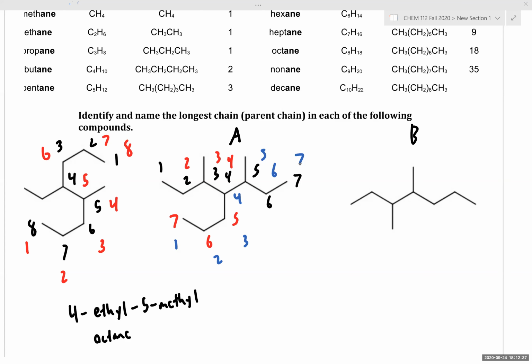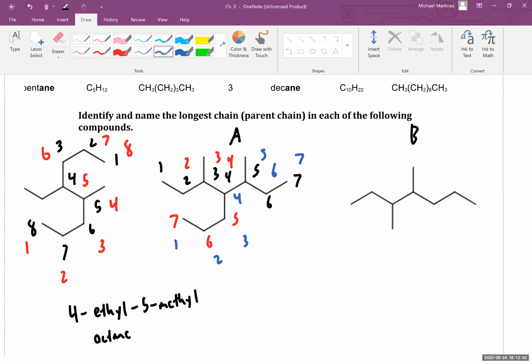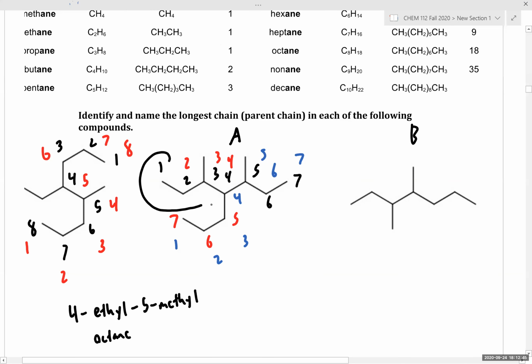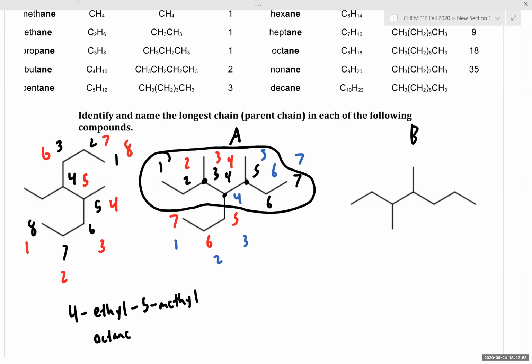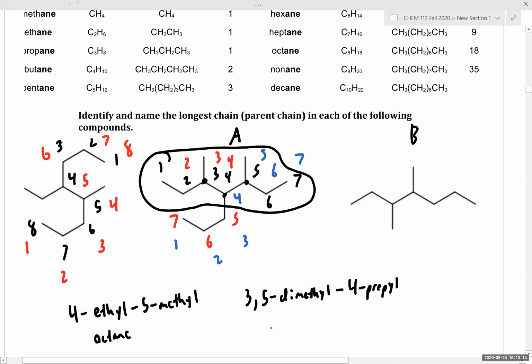Yeah, the black ink, exactly right. So our longest chain, I'll circle it here, is this chain. The reason is that it has 1, 2, 3 branches, the most branching in the main chain. So if we were naming this, we'd call it 3,5-dimethyl-4-propylheptane.